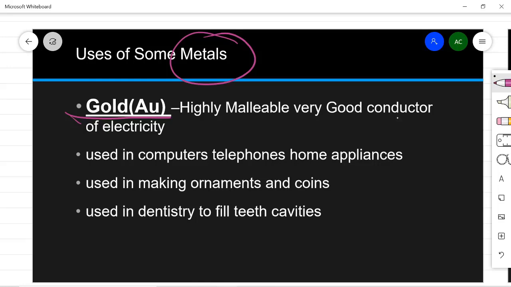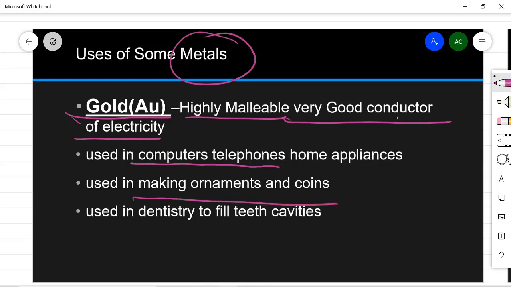That is why it is a very durable substance, and it is highly malleable because it can be drawn into very thin sheets. As you must have seen on sweets, how we put silver foil, in the same way we put gold foil also on the sweets. So, this much thin gold foil can be made. It is a very good conductor of electricity, and because of this it is used in the manufacture of devices, in computers, telephones, home appliances, etc. It is used to make ornaments and coins, and in dentistry to fill tooth cavities in the form of an alloy.